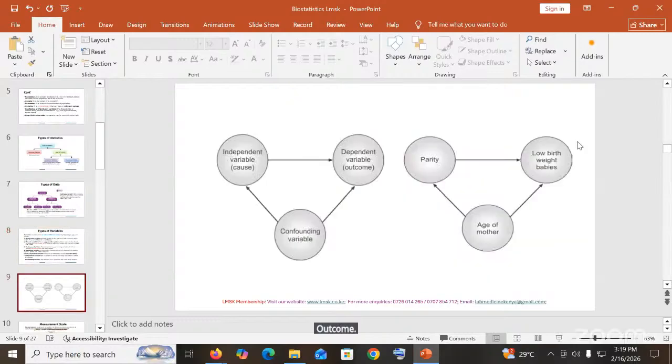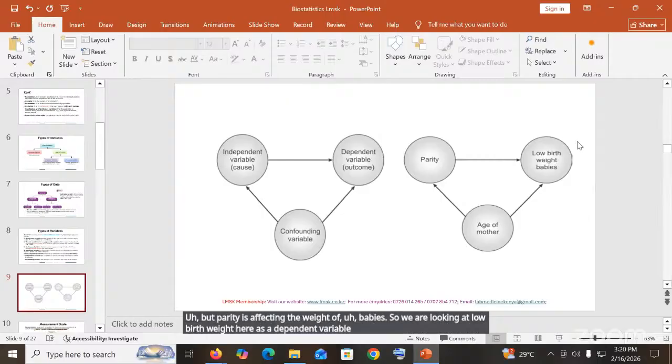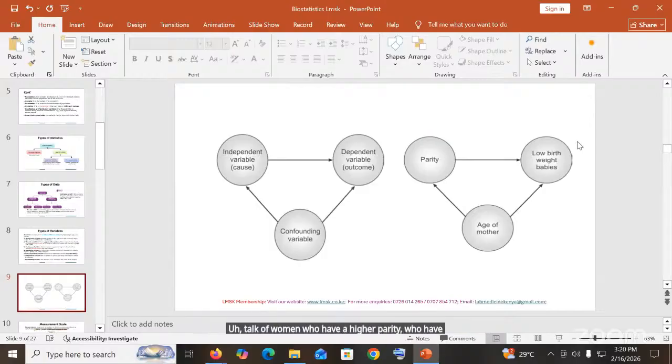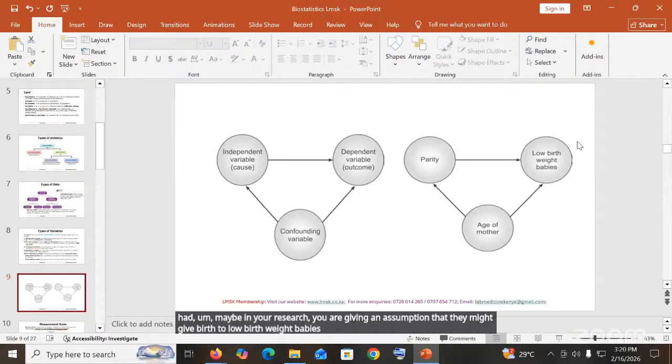Now, look at this, an example of independent, dependent, and confounding variables. You look at parity as an independent variable, but parity is affecting the weight of babies. So we are looking at low birth weight here as a dependent variable. So, for example, women who have a higher parity, who have a higher number of children, maybe in your research you are assuming that they might give birth to low birth weight babies, and so you are insinuating that parity remains your independent variable while low birth weight is the dependent variable.